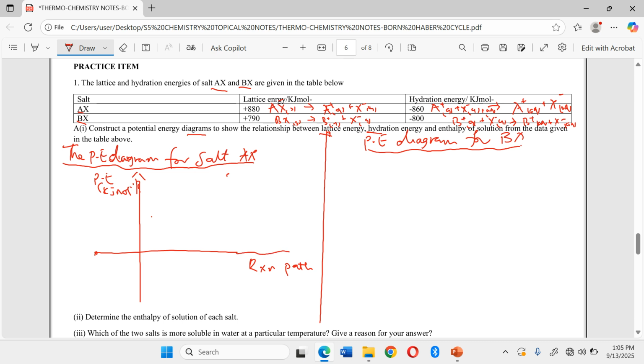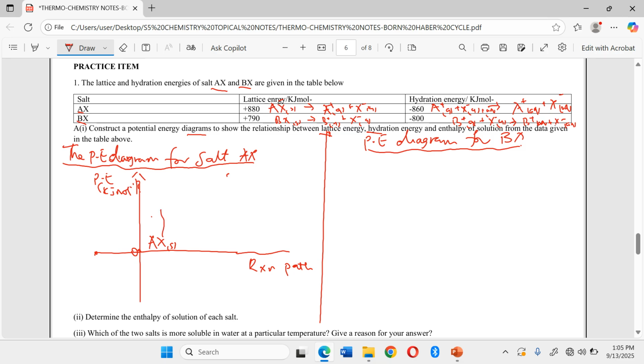So we have this potential energy diagram, and where are we starting from? We can see this is our point 0. So where are we starting from? If this is AX, we are starting from our salt AX solid, which is breaking into gaseous ions.